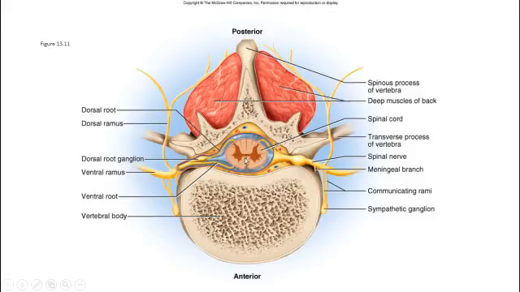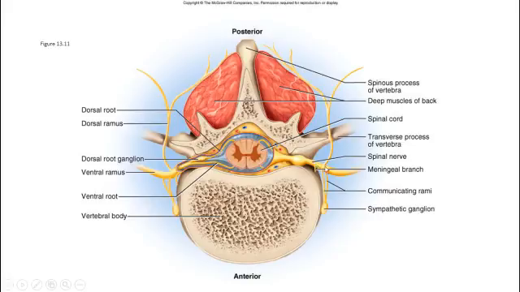So let's go back in here. Here's our cross-section of our spinal cord. That's probably looking pretty familiar to you by now. Here's our dorsal root, and here's our ventral root. Those are carrying, again, just sensory information in the dorsal root, and just motor information in the ventral root. Here's the dorsal root ganglion. That's got the cell bodies of the sensory neurons. Here's our spinal nerve. Both motor and sensory axons are gathered in there.